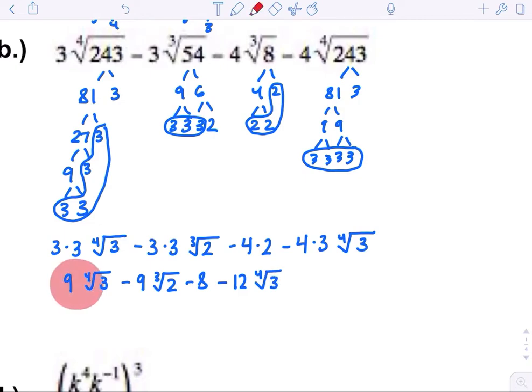Now, if you notice, this and this have the same root and radicand. If you take a look, they're the same, so you can combine like terms. 9 minus 12 is negative 3. You still keep that root, and then you just drop everything else.